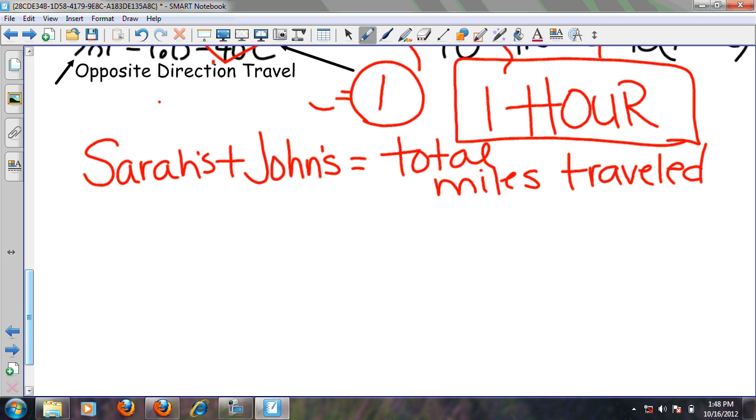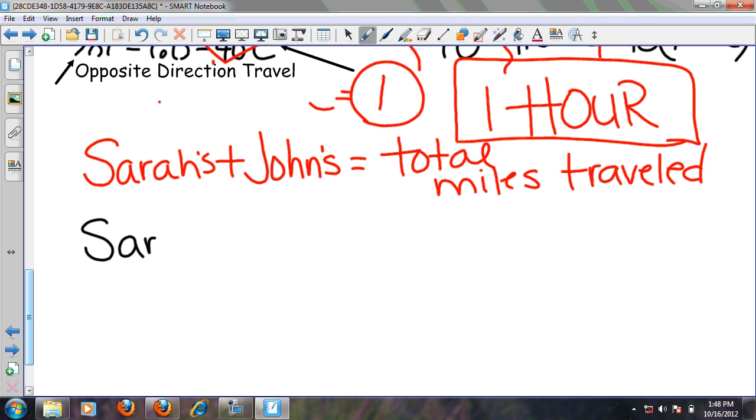Okay, let's talk about Sarah and John. Sarah and John leave Perryville, traveling in opposite directions on a straight road. Sarah drives 12 miles per hour faster than John. After 2 hours, they are 176 miles apart. Find Sarah's speed and John's speed.